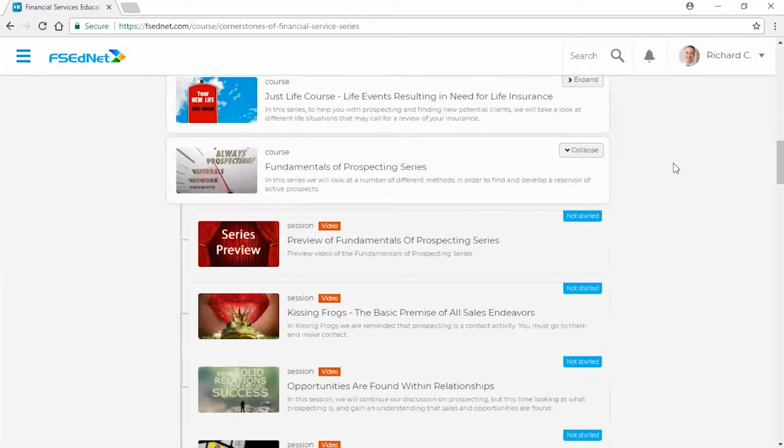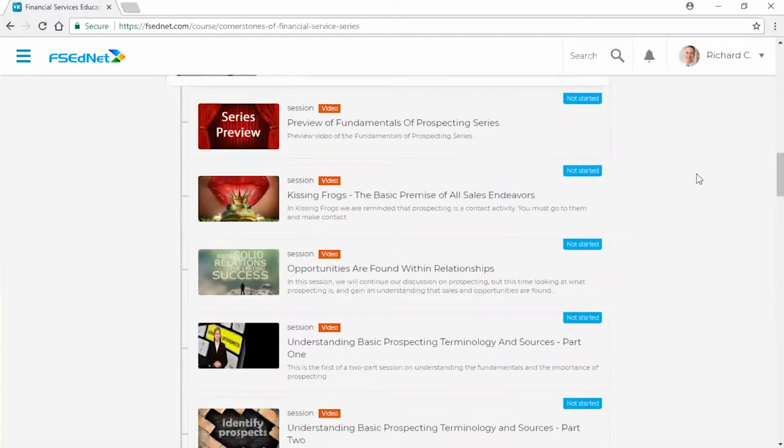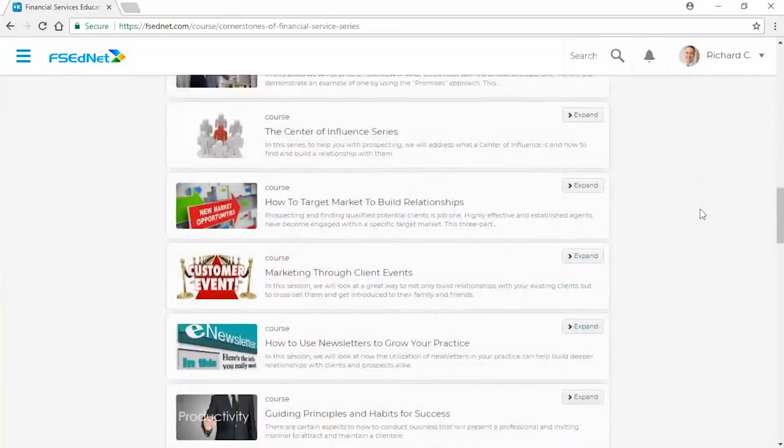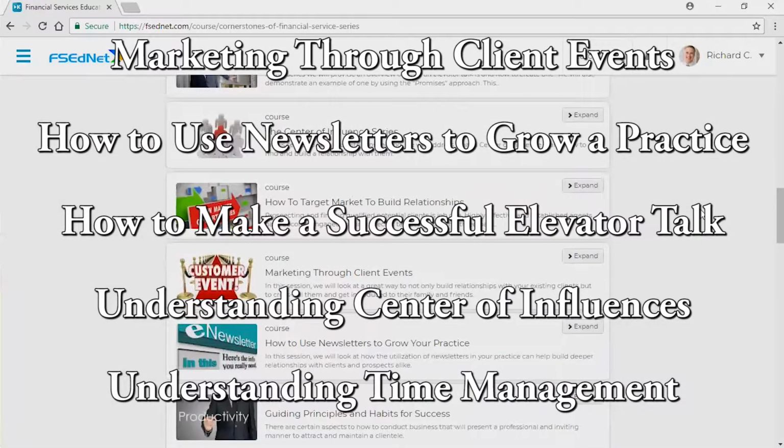In our Fundamentals of Prospecting course, we focus on the different ideas, concepts, techniques, and processes in how to build a clientele. This is followed by a session on target marketing. Other sessions include marketing through client events, how to use newsletters to grow a practice, how to make a successful elevator talk, understanding centers of influence, understanding time management.